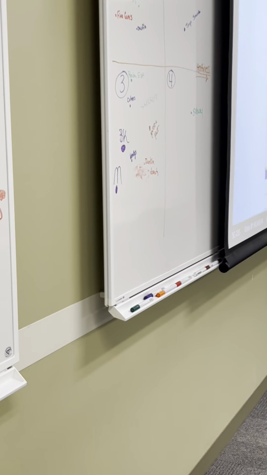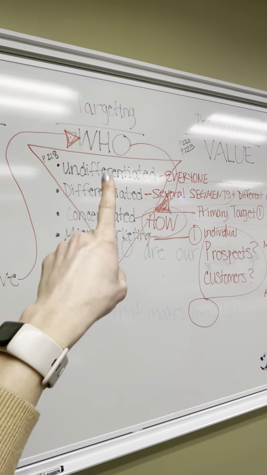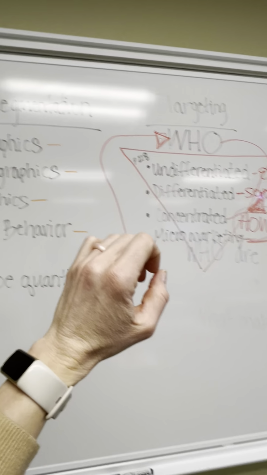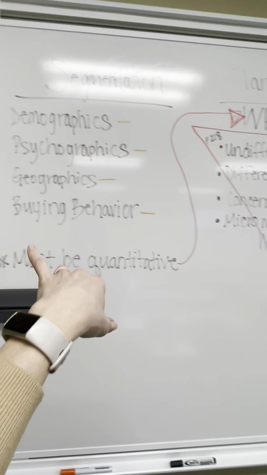Their homework is to do this for their Coke company that they've been using all semester. In the homework, they're going to do a position map, a value statement. Not this part for their homework. I'm going to have that on their exam, and then they will do segmentation as part of their homework for their Coke company.